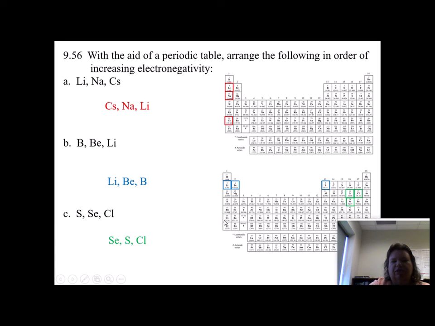And why is it not showing up? There you go. And there's the selenium, sulfur, and chlorine. And so that's the end of this section here.